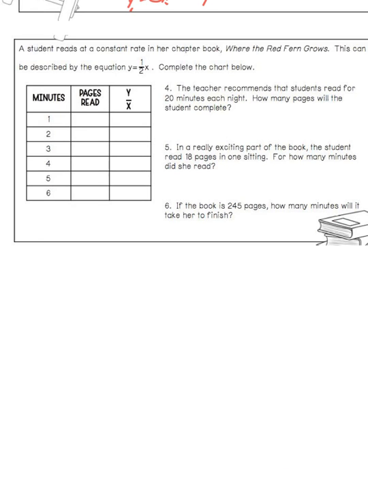All right, our next problem says a student reads at a constant rate. That's important. That's telling us it's proportional. In her chapter book, Where the Red Fern Grows. This can be described by the equation y equals 1/2 x. Oh, they gave us the equation this time. Complete the chart below.